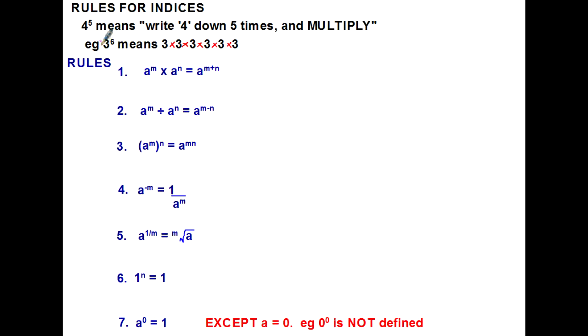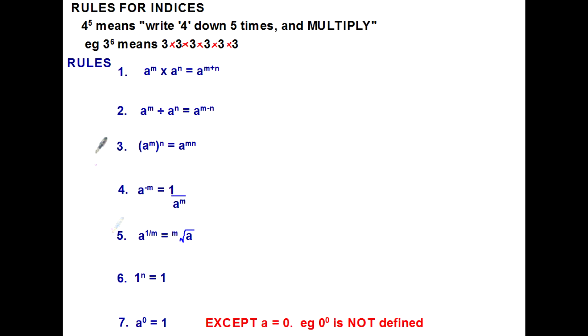And here's an example. 3 to the power of 6, 6 is the index, and so 3 to the power of 6 means write down 3 6 times and then multiply. So 3, 3, 3, 3, 3, 3, there's 6 threes, and then we multiply them all together. And the answer to that is 729. You might want to try that in the calculator.